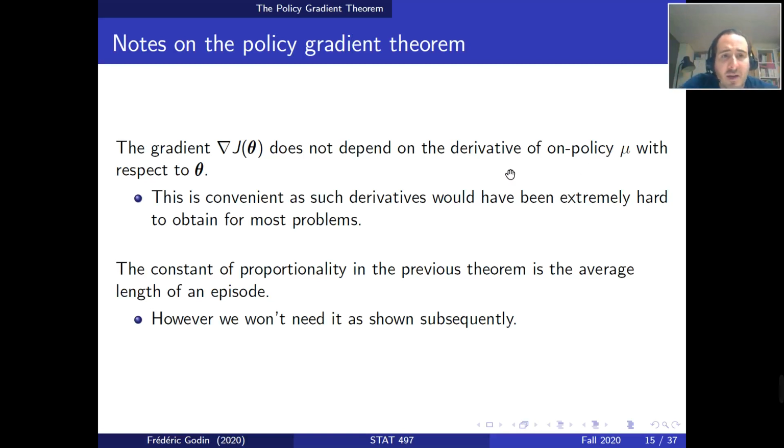One quick note here: the constant of proportionality in the previous theorem is the average length of an episode. It's great to know that for informative purposes, but we won't need it in the algorithms shown later on.